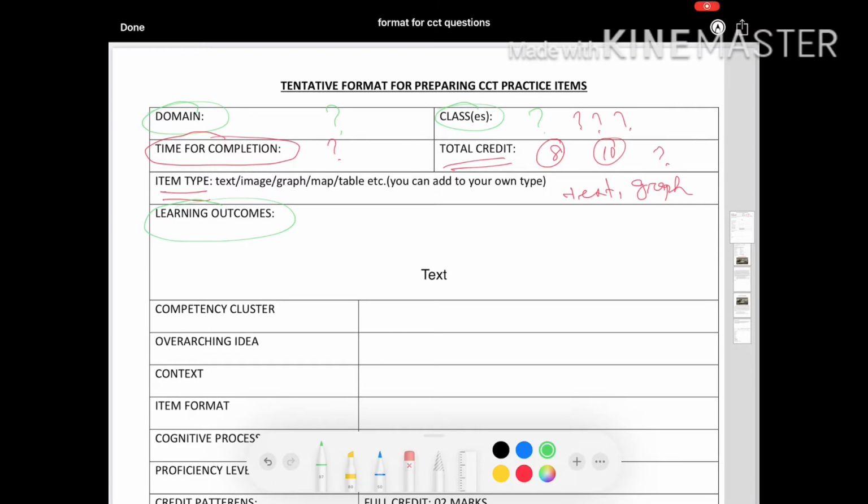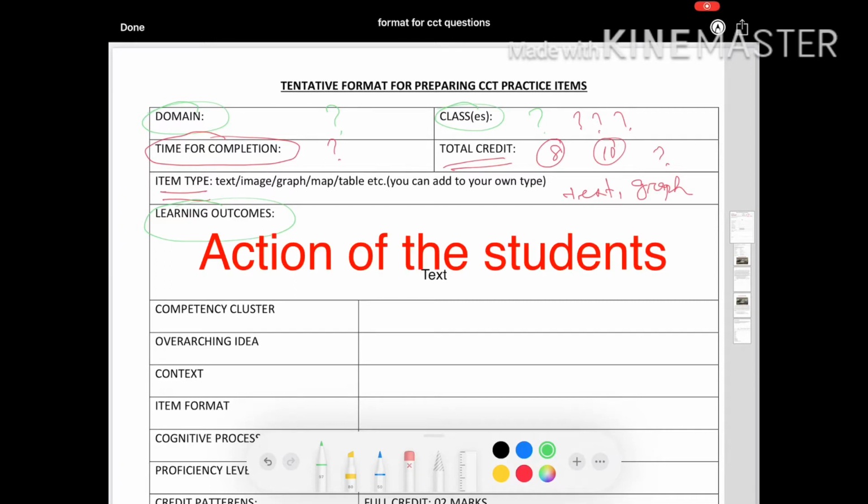Next is learning outcome. Here we have to write the statements that specify what students will know, be able to do or be able to demonstrate when they will solve this question. Means it specifies about the action of the student.